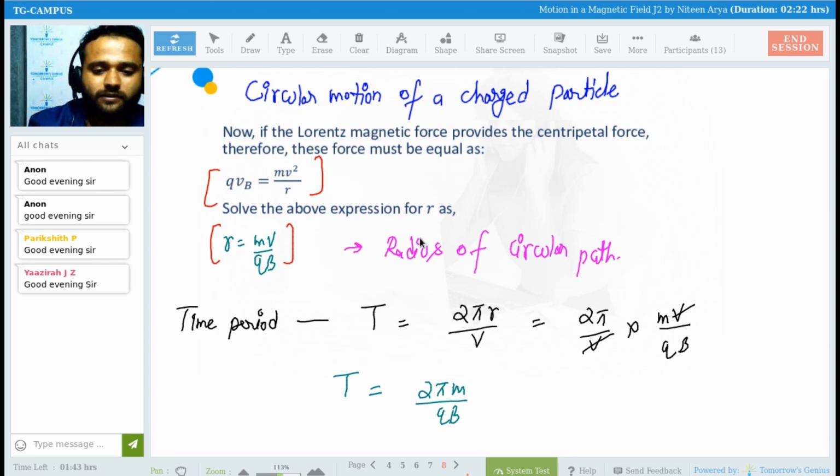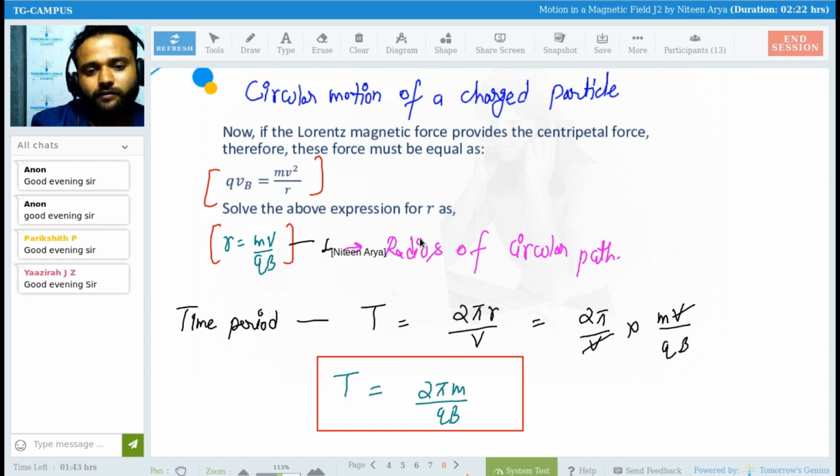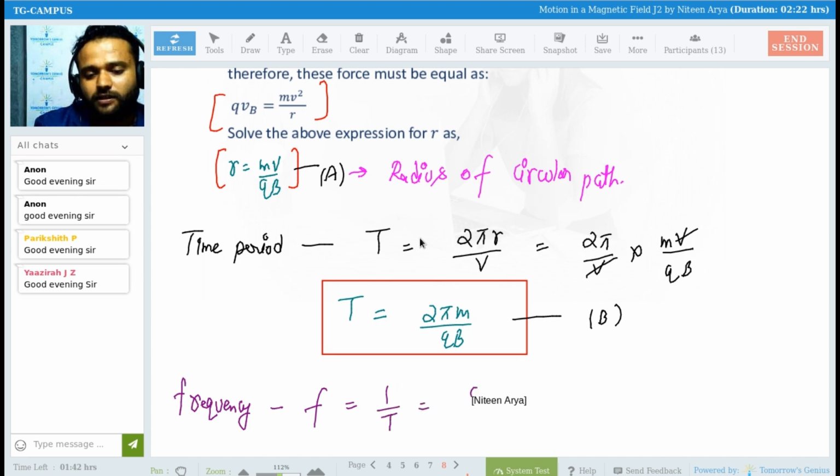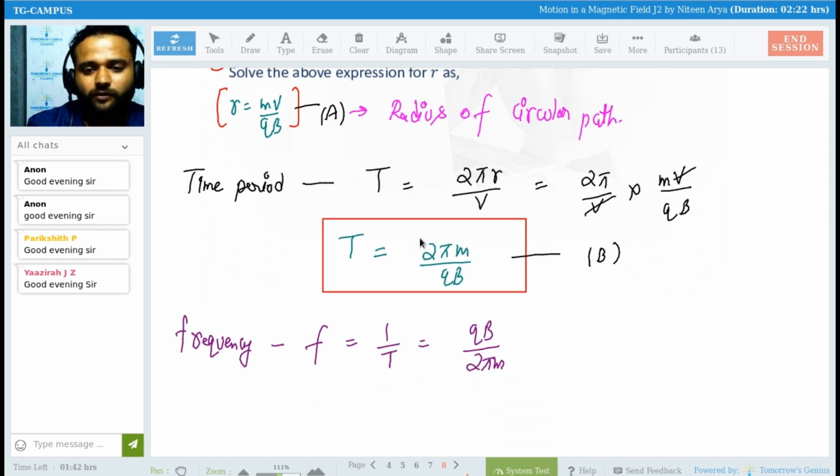Okay, let me write down the whole number of things. In ABCD form, this is your equation number A, this is your equation number B, and we know the frequency also. Frequency f is nothing but 1 upon time period. So that is qB upon 2 pi m. Clear? Is this clear till now? This is your equation number 3, or you can say C.